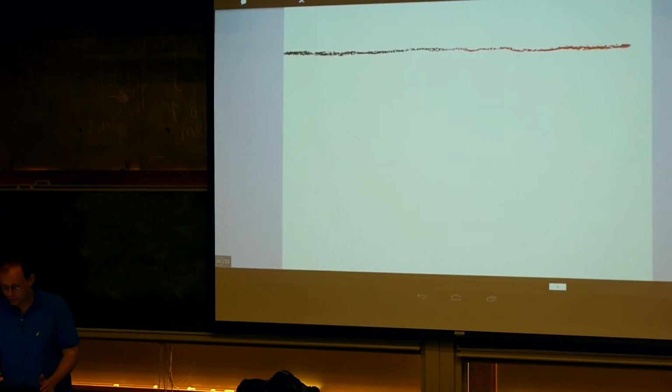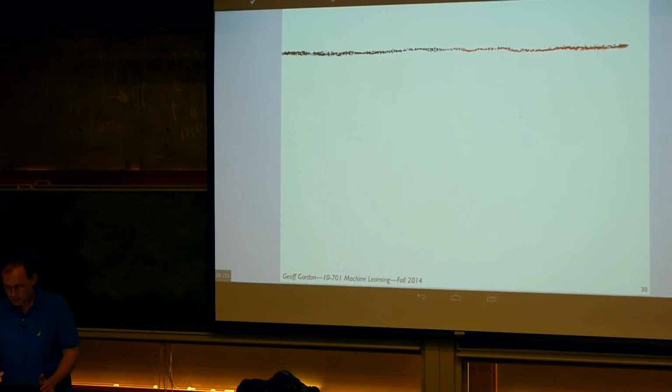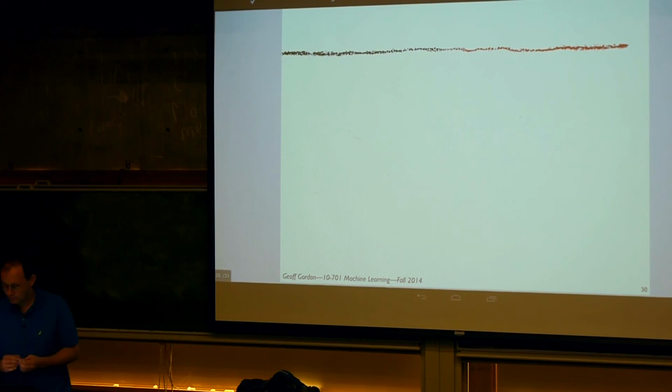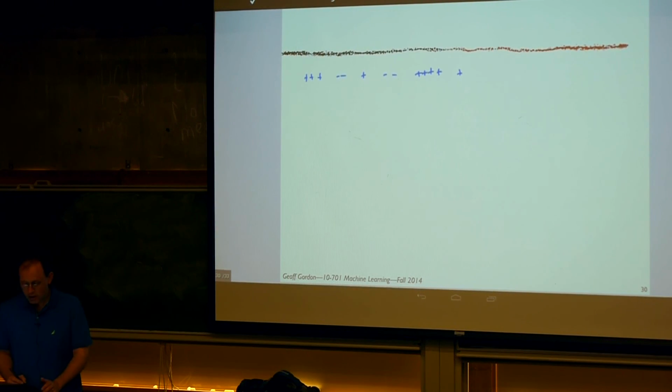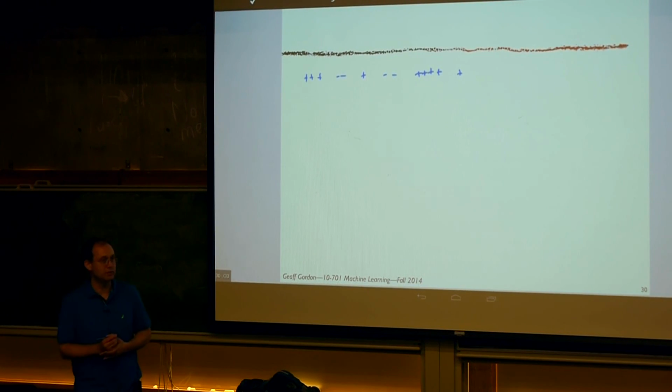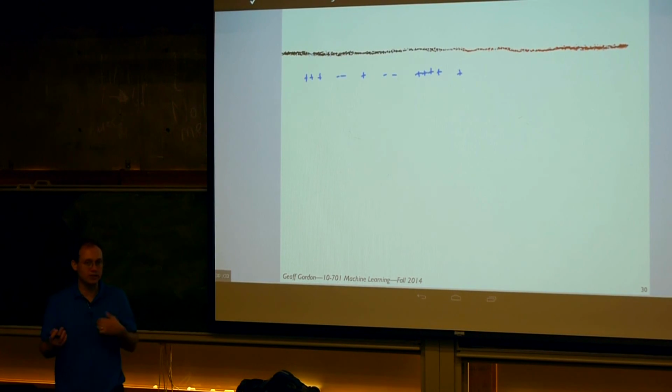I want to go even farther than that. Suppose we have some examples: plus, plus, plus, minus, minus, plus, minus, minus, plus, plus, plus, plus, plus. We want to be able to get a discriminant function. A discriminant function is a function that's positive on the positive examples and negative on the negative examples, at least up to some error.